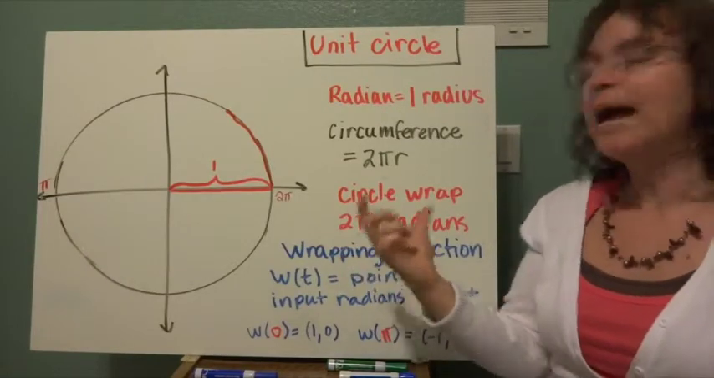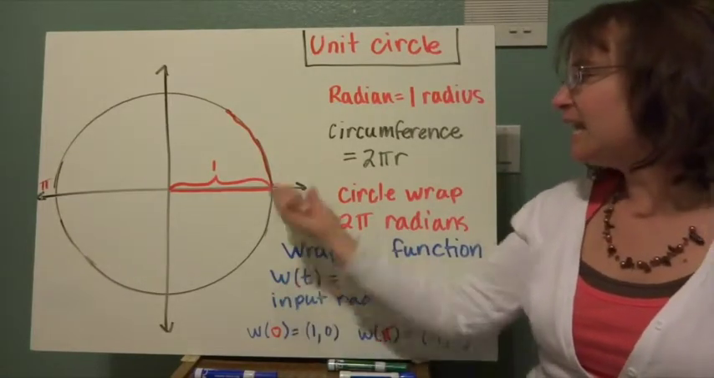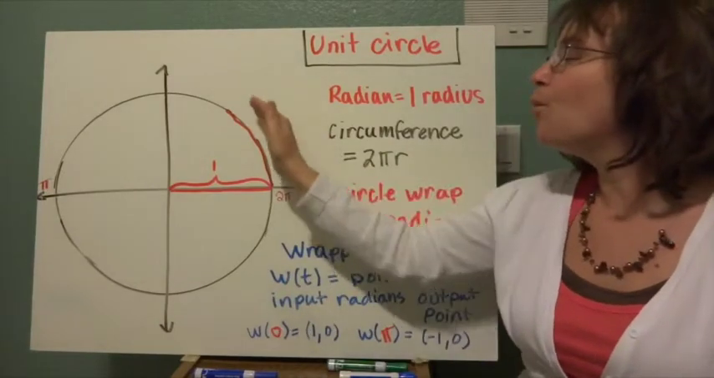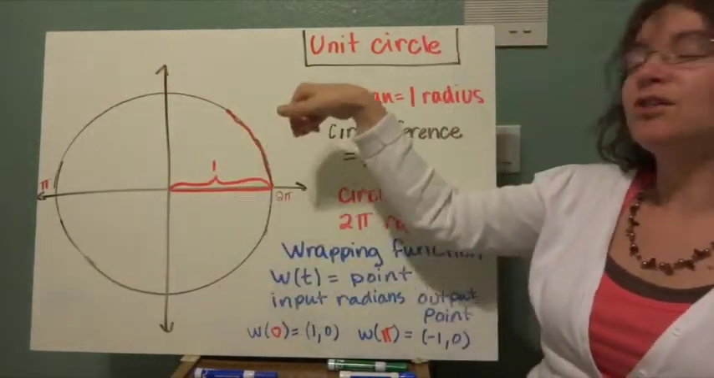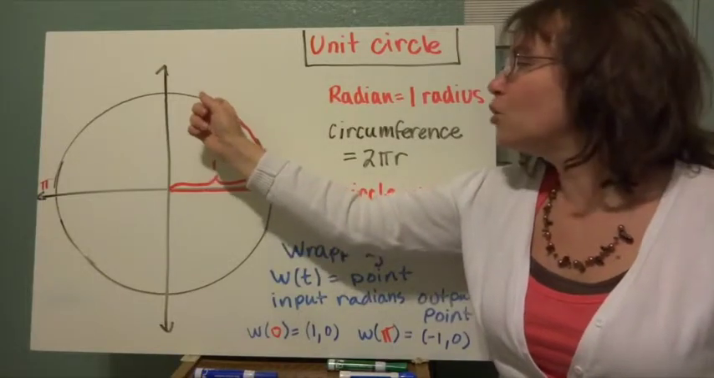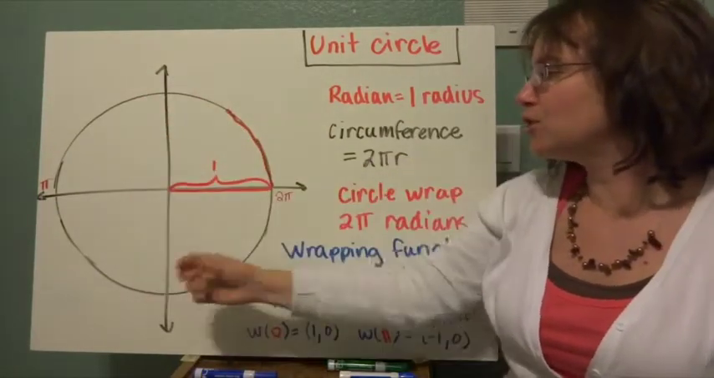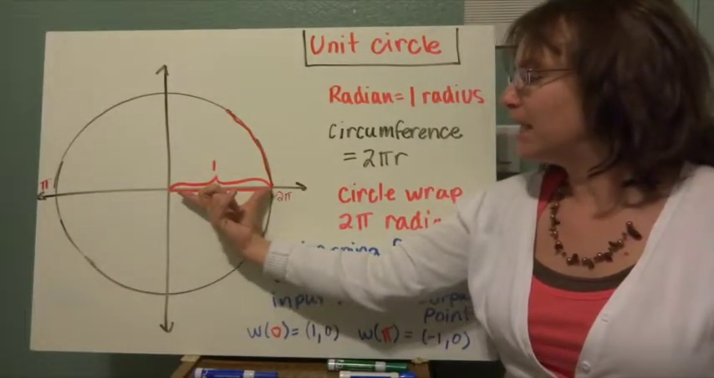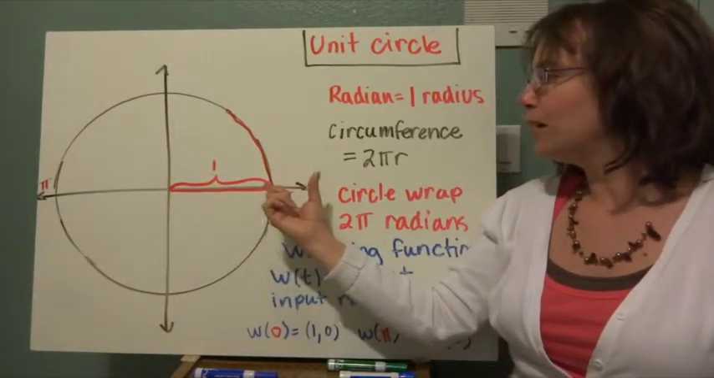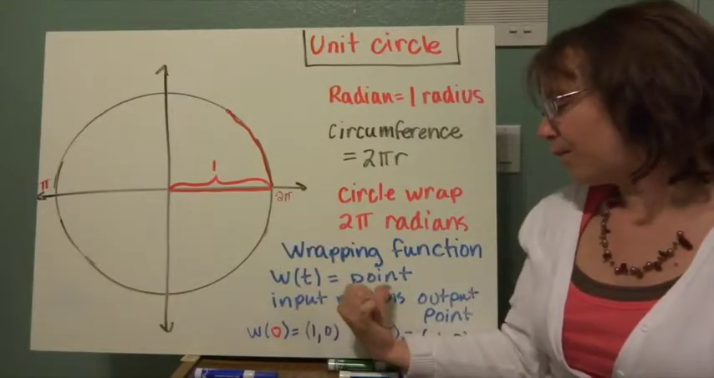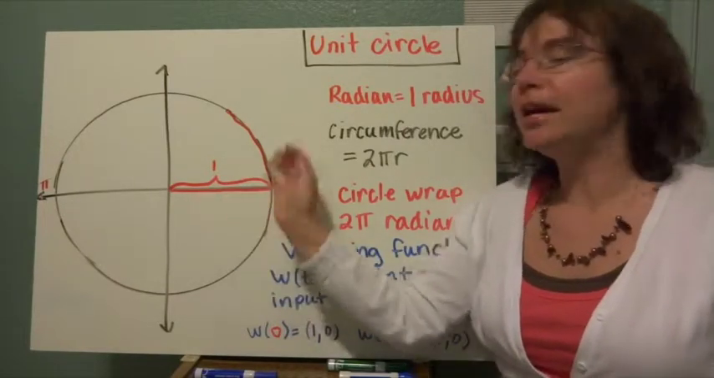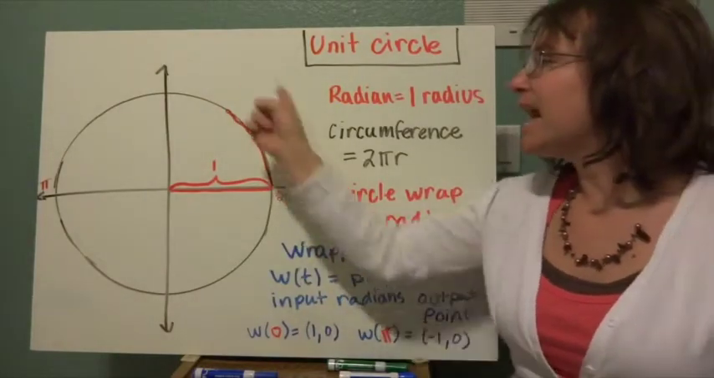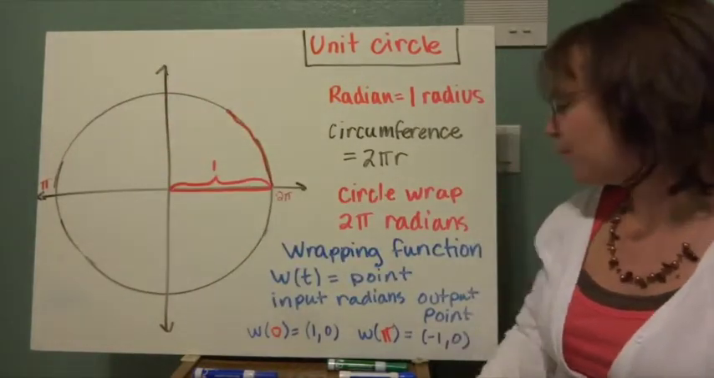We can use a wrapping function to take a certain amount of radians, put them into the function, and see where on that circle it's going to end up. And we can use these as coordinate points. If we place this unit circle with the center right at the origin, this distance all the way over to 1, we can get out a point. So we input the radians, how far we go around the circle, and we output the actual coordinate point.